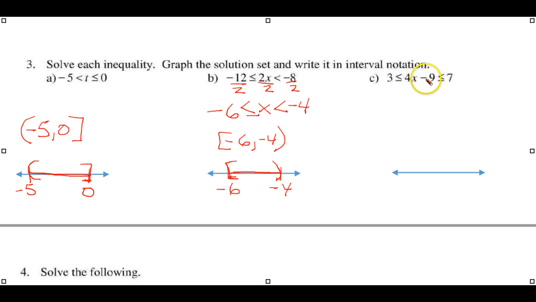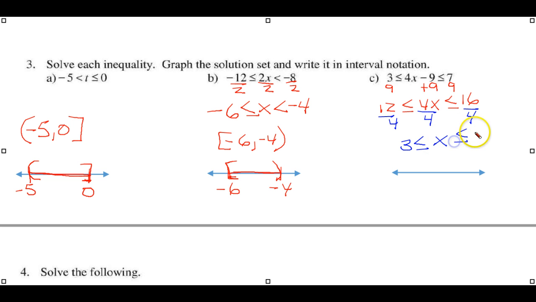Now here we have to get rid of the 9 first. So we add 9 there, add 9 there, add 9 there. This becomes 12 is less than or equal to 4x is less than or equal to 16. Now to get rid of the 4, we're going to divide each term by 4. So this is 3 is less than or equal to x is less than or equal to 4. Numbers we're interested in is 3, 4, and these will be brackets. And interval notation is bracket 3, comma 4, bracket.